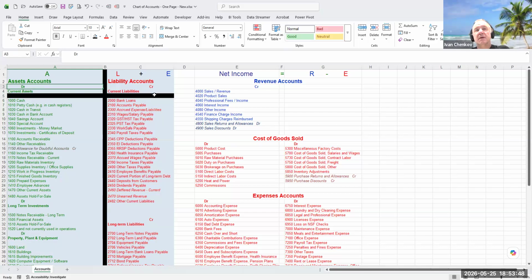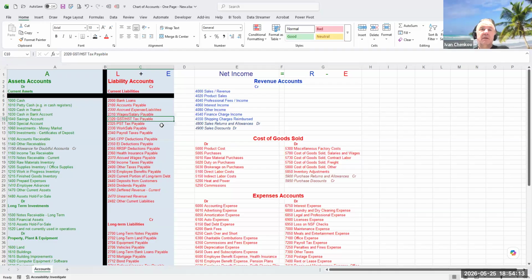Whatever stays on the right side, normal balance is always going to be credit. That means the asset's always going to have a normal balance of debit. Liability and equity always have a normal balance of credit. The other interesting thing is that if you want to increase an asset, you increase it on the debit side and decrease it on the credit side.